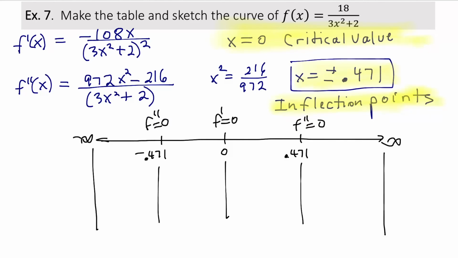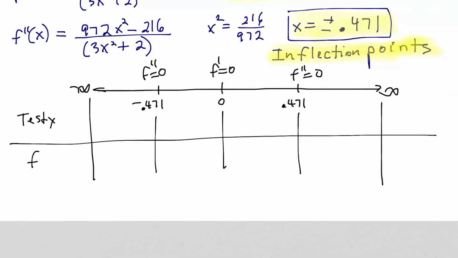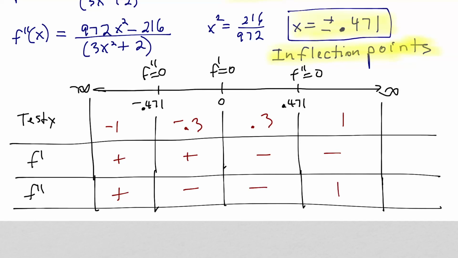Now I have to figure out a test x, and then the signs of my first derivative and my second derivative. So the test values I'm using are -1, -0.3, 0.3, and 1. So I plug those into my first derivative and I get plus, plus, minus, minus. And I plug those into my second derivative and I get plus, minus, minus, plus.